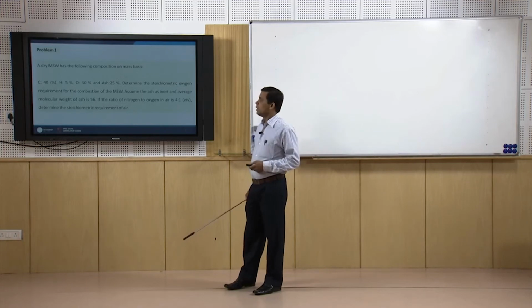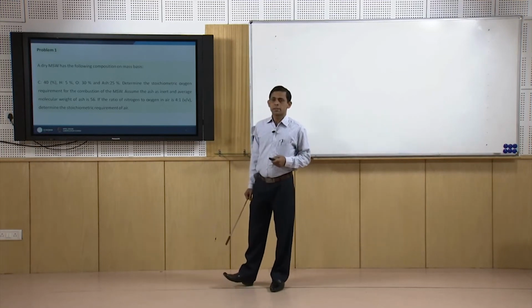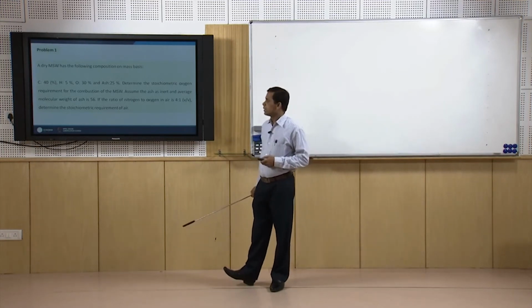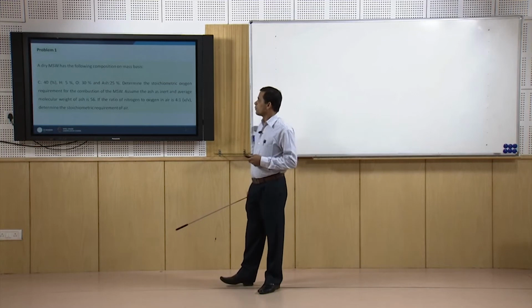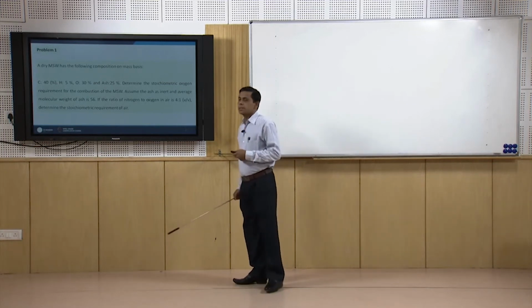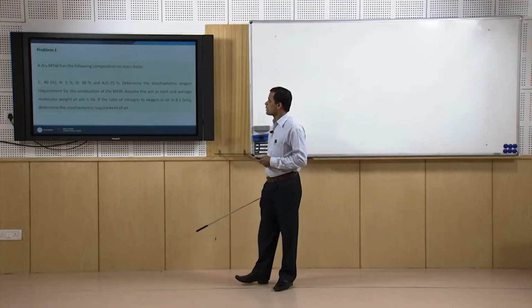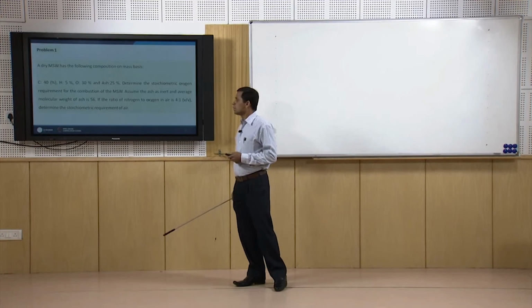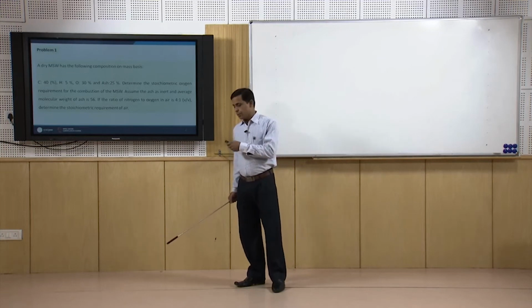The first problem is: a dry MSW has the following composition on mass basis: carbon 40%, hydrogen 5%, oxygen 30% and ash 25%. Determine the stoichiometric oxygen requirement for the combustion of the MSW. Assume the ash as inert and average molecular weight of ash is 56. If the ratio of nitrogen to oxygen in air is 4:1 volume by volume ratio, determine the stoichiometric requirement of air. So, this is the problem statement.